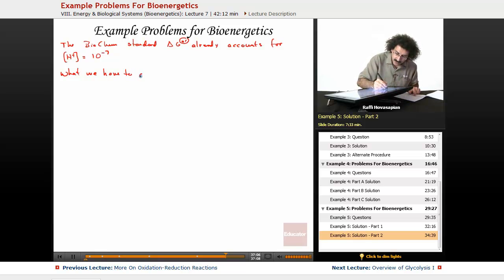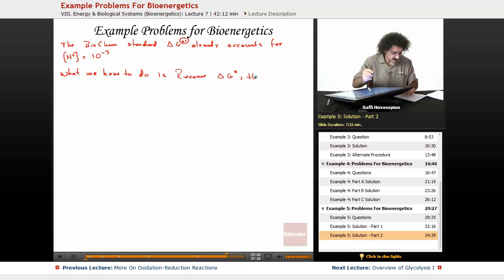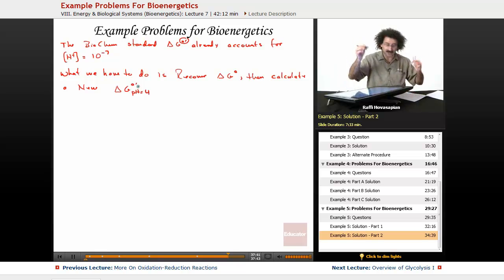So what we have to do is recover that delta G standard, then calculate a new delta G standard biochem at a pH equal to 4. That's what we're doing. This pH 7, this pH 4. It's a new biochemical standard. So let's go ahead and actually recover our delta G.